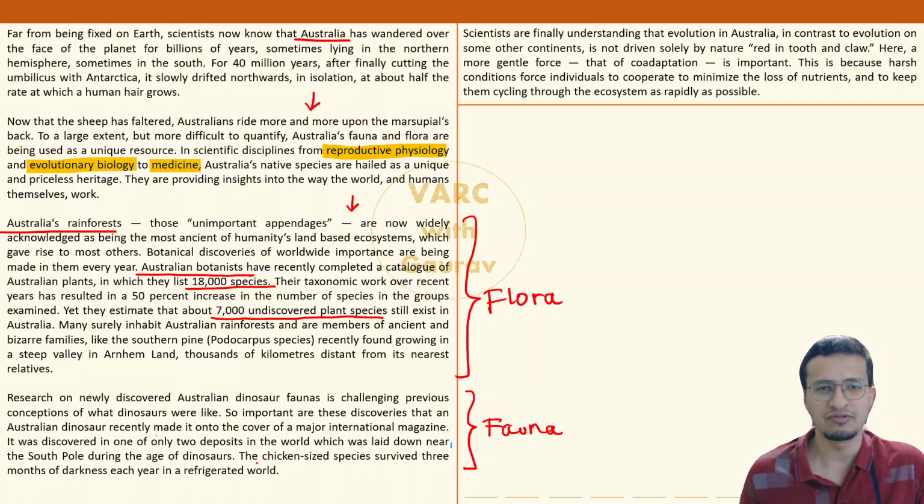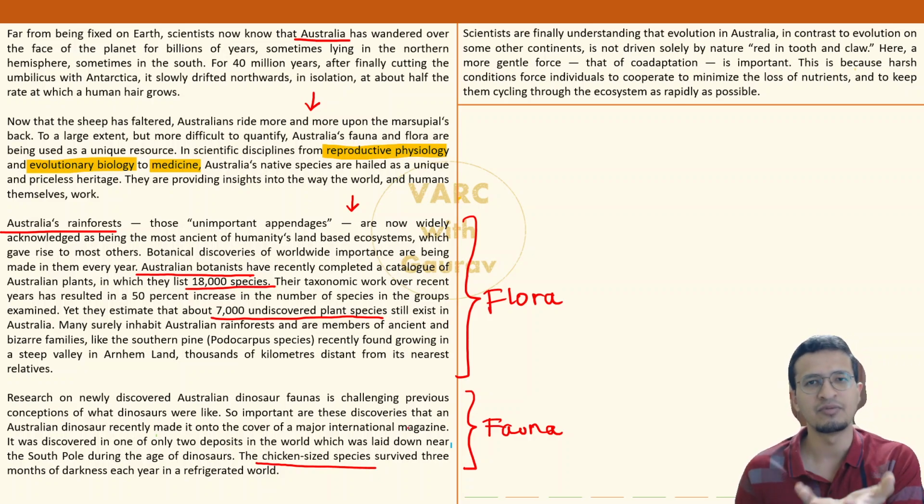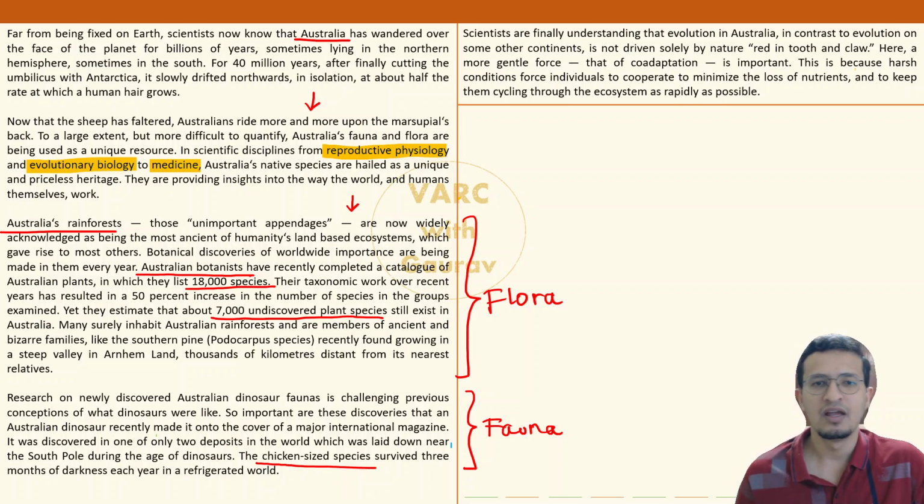First of all, the size is very small, a chicken-size species. Okay, a hen, maybe it will fit in my palm. It survived 3 months of darkness each year in a refrigerated world. Okay, so that sounds like a pretty hostile environment. Imagine no sunlight and an ultra cold environment, but still this small animal survived for such a long time.